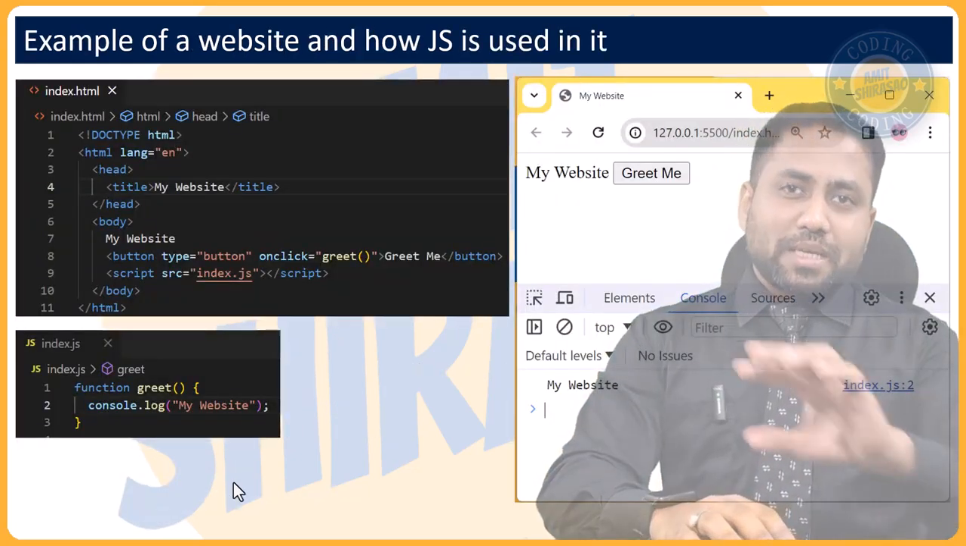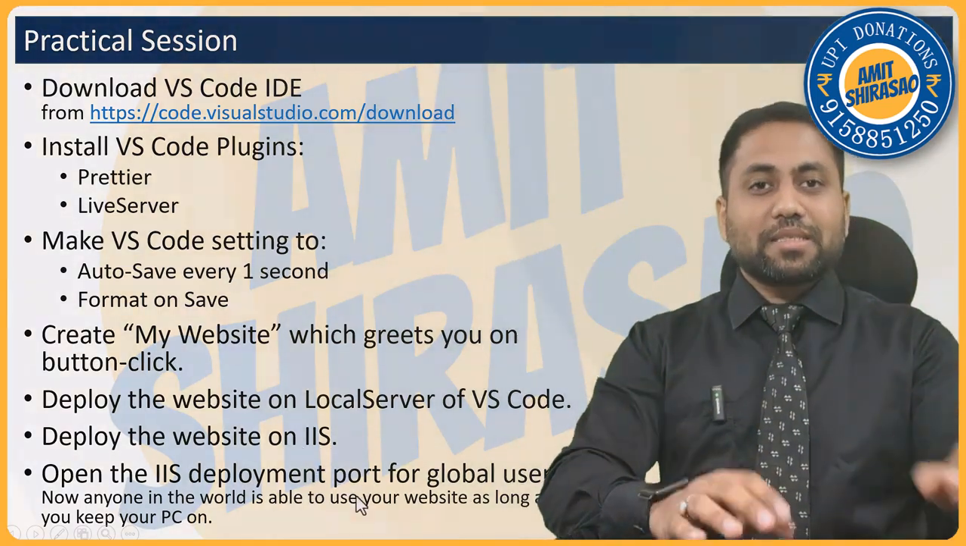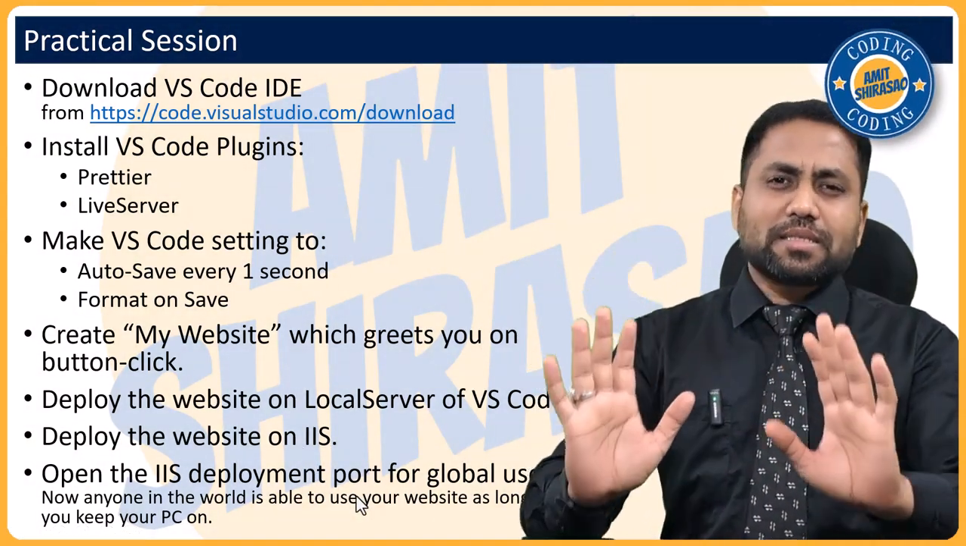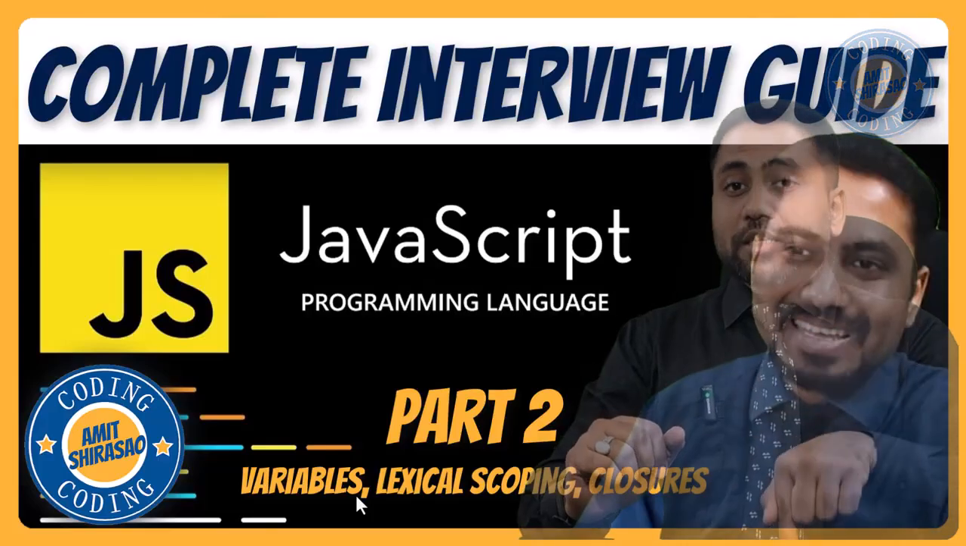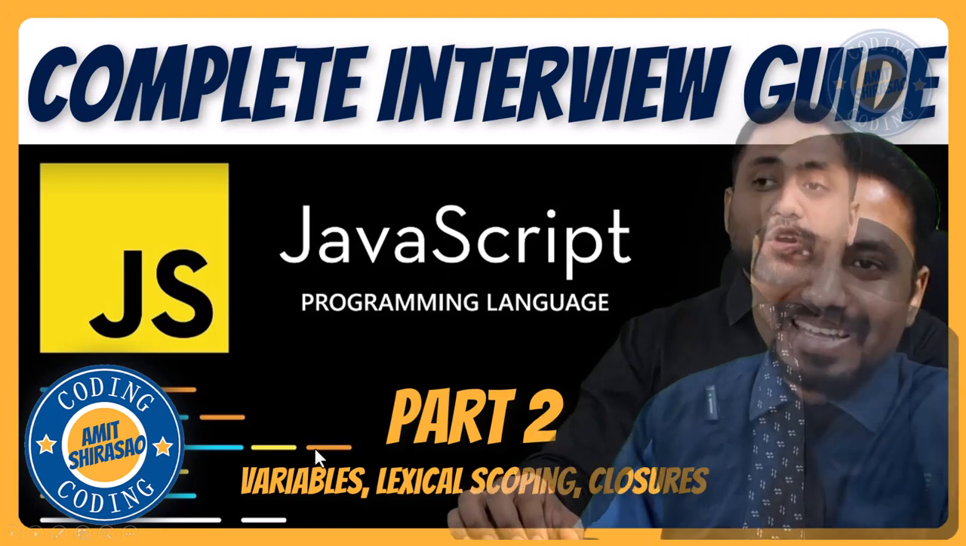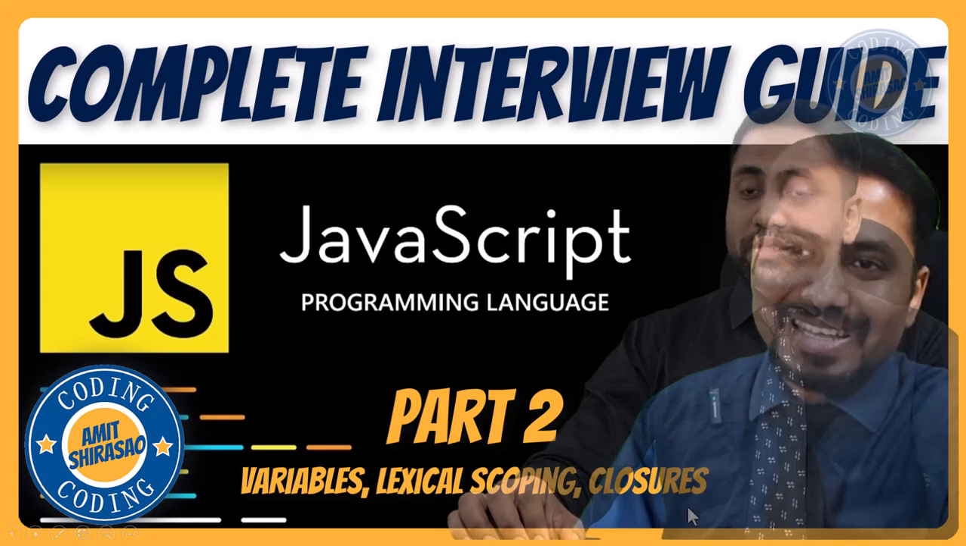Then we created a basic website, deployed it onto IIS, and tried accessing it using my mobile phone. This is what we saw in the last lecture. In this lecture, part 2 of JavaScript, we are going to see what variables are, what lexical scoping is, and what closures are.